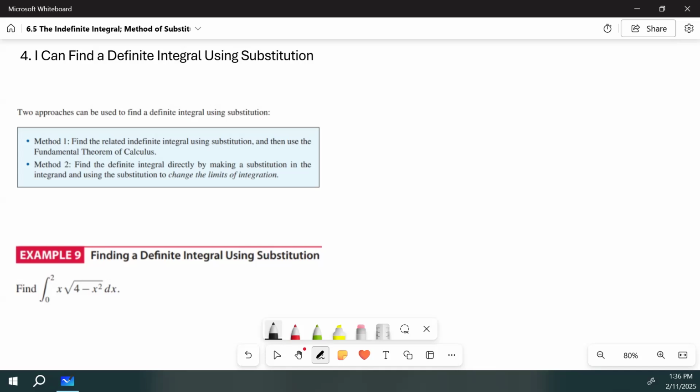So we're going to learn two methods, and on the AP exam, either method can be used, but lots of times you'll see setups for method number two in multiple choice questions. So the two approaches that we have are, first, we can find a related indefinite integral using substitution, then use the fundamental theorem of calculus. The second way is to find the definite integral directly by making substitution in the integrand and using the substitution to change the limits of integration.